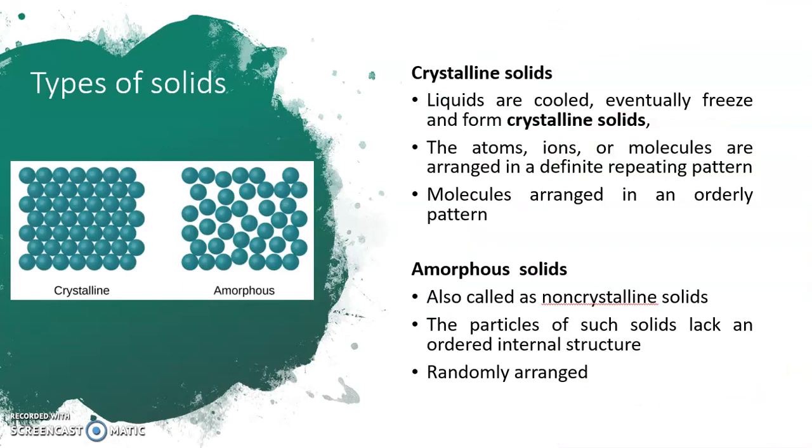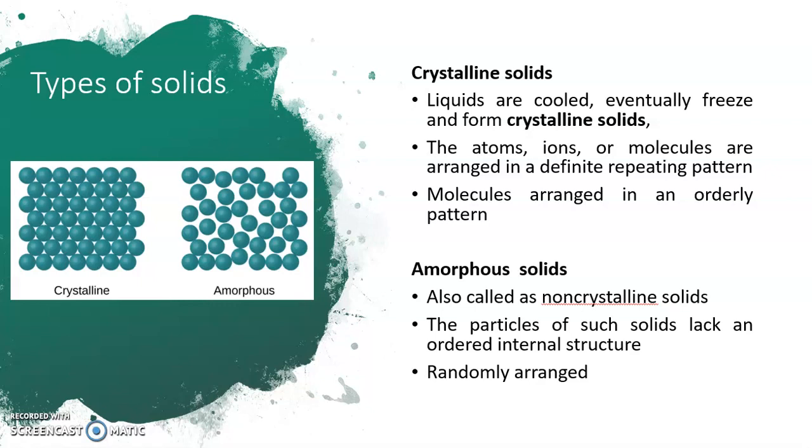Then basically the types of solids can be classified depending on their structures into two categories, that is crystalline and amorphous. So crystalline solids are nothing but the liquids when cooled and eventually freeze to form the crystalline solids. Here the atoms, ions or molecules are arranged in a definite repeating pattern. Molecules are arranged in an orderly pattern.